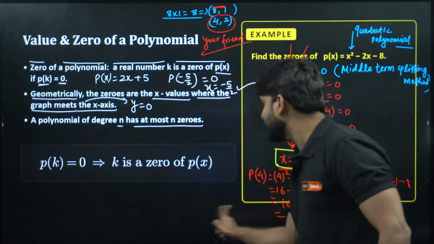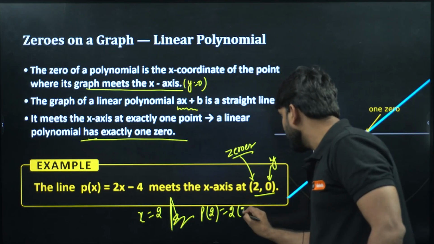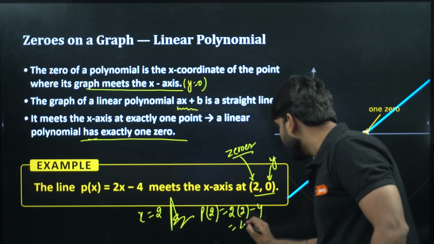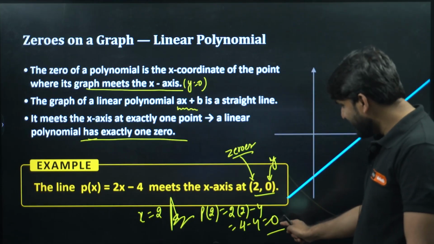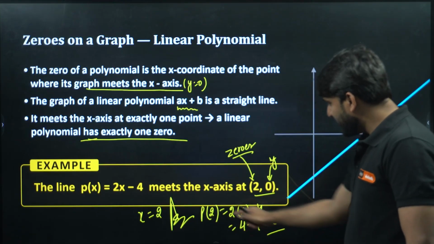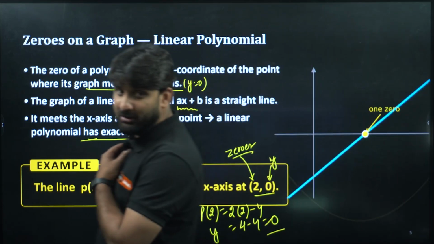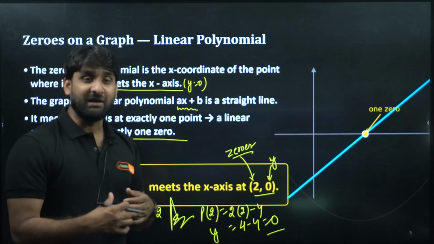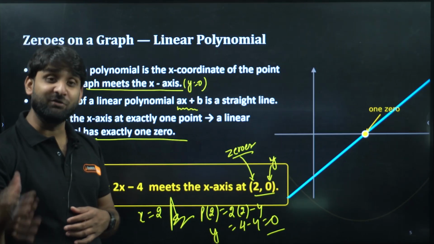You can verify also. When we put x is equal to 2, the result will be 0. p(2), 2 into 2 minus 4, 2 twos are 4, minus 4. Oh wow, yes, obviously. And can you see the polynomial has become 0, and this is equal to the y coordinate. So the value of the polynomial is basically reflecting the y-axis.